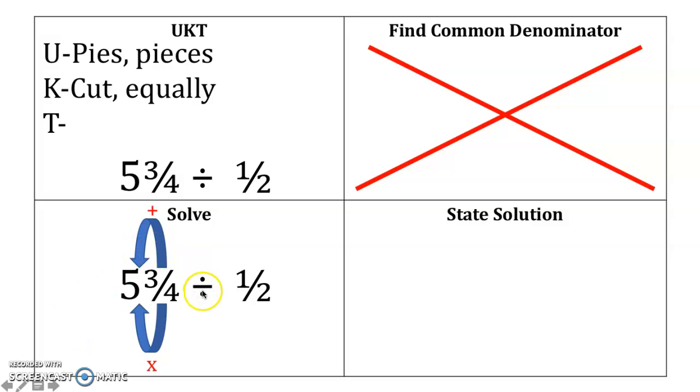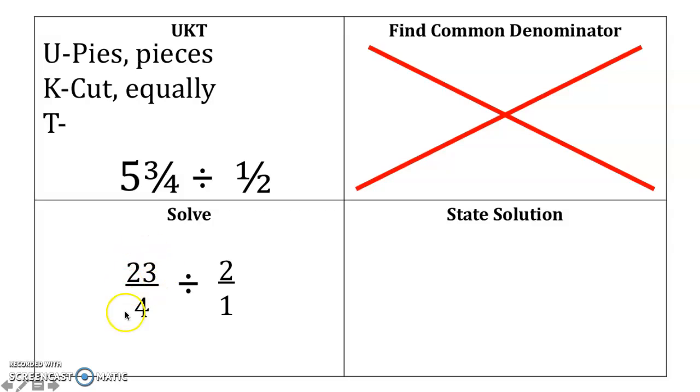Then we know that we need to do something about our division sign and our 1/2 over here. And that's going to be in the next step. So 23/4 is our fraction greater than 1. This is our division problem as a whole. We flipped our fraction. However, we need to change that division sign into a multiplication sign.